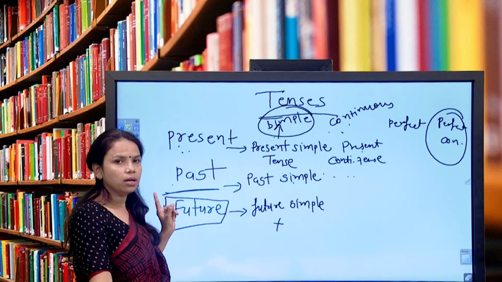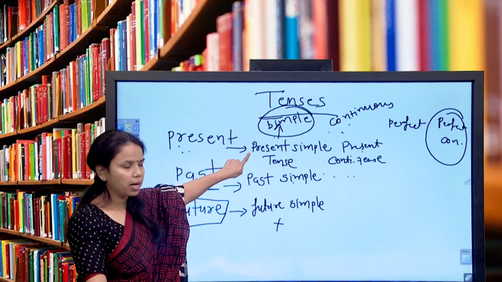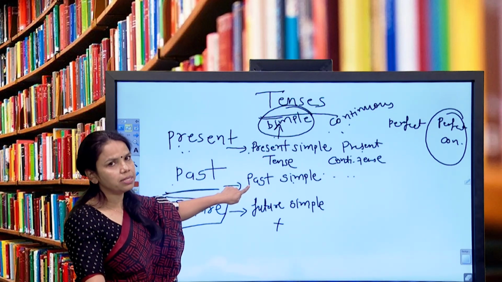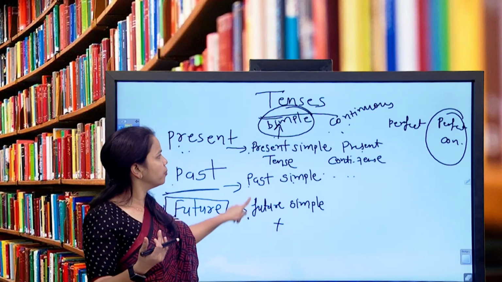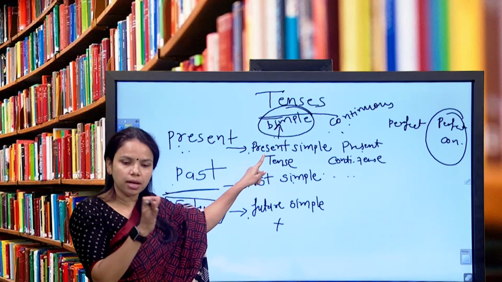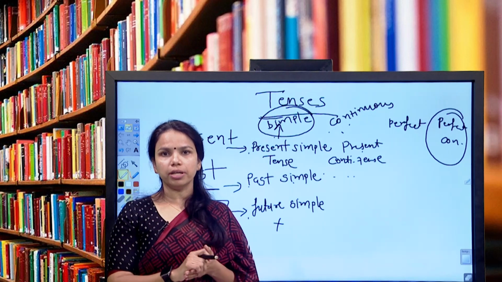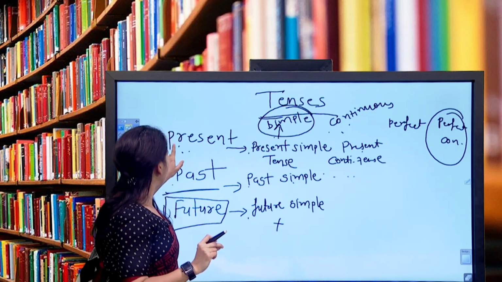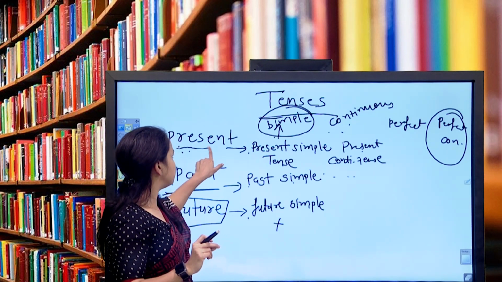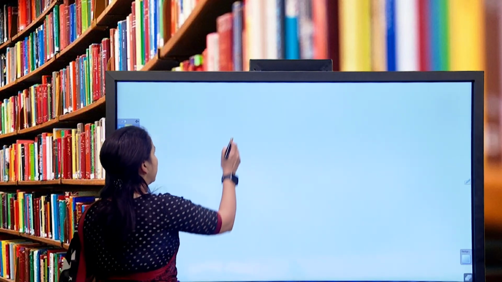Present simple tense, sado vartaman kaal. Past simple tense, sado bhutkaal. Future simple tense, sado bhavishya kaal. Continuous tense, continuous means the action is running. See each and every tense individually. So first of all, which tense are we going to learn? The first one is the present simple tense.